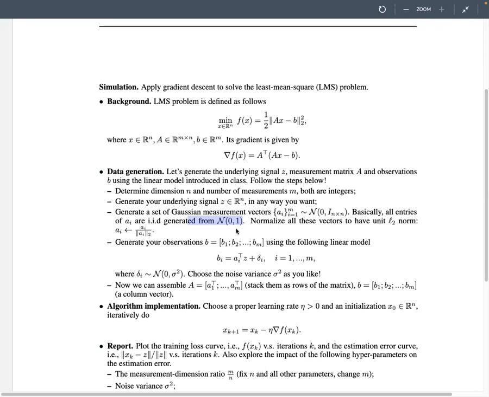Basically, you generate a matrix A where all the entries follow the standard Gaussian distribution. Check MATLAB or Python. After that, you have that random matrix. You normalize the vectors to have a unit L2 norm.